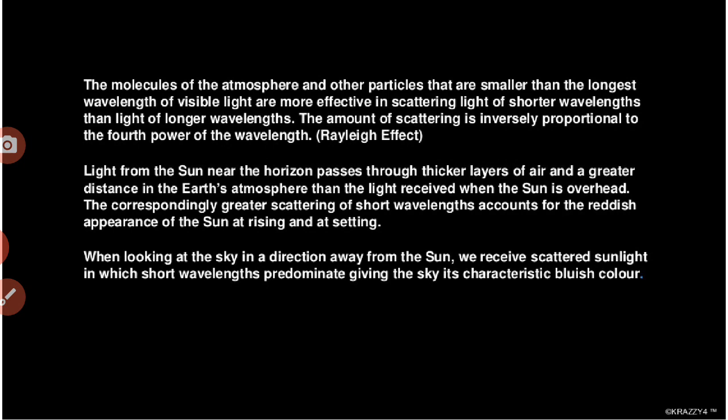Light from the sun near the horizon passes through thicker layers of air and a greater distance in Earth's atmosphere than the light received when the sun is overhead. Correspondingly, the greater scattering of short wavelengths accounts for the reddish appearance of the sun at rising and at setting. When we look at the sky in a direction away from the sun, we receive scattered light in which shorter wavelengths predominate, giving the sky its characteristic bluish color.